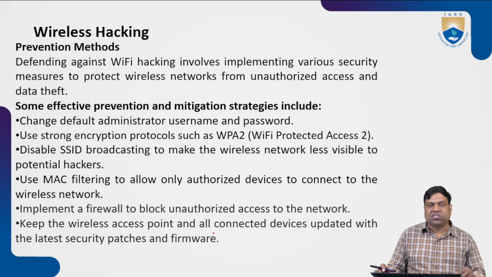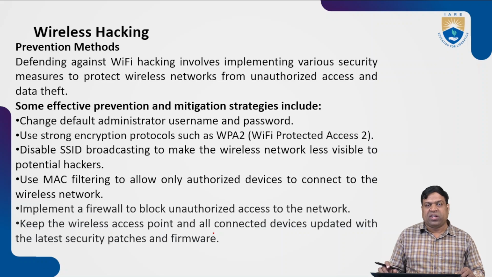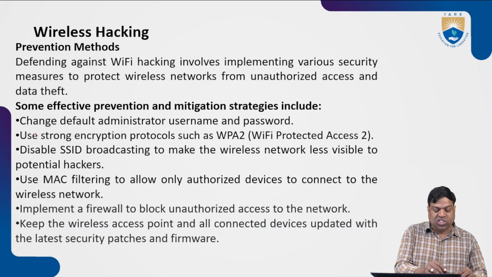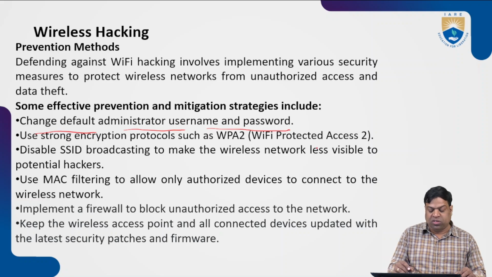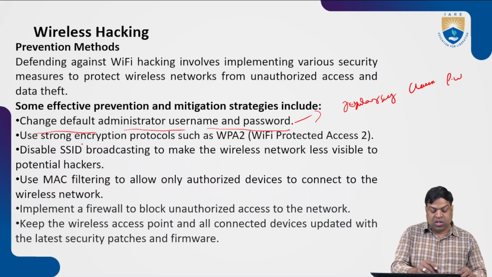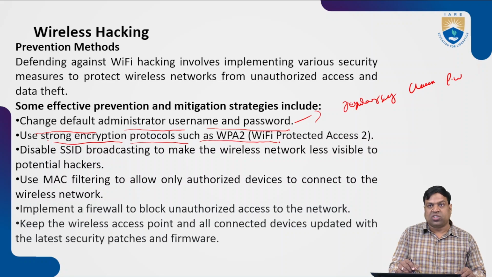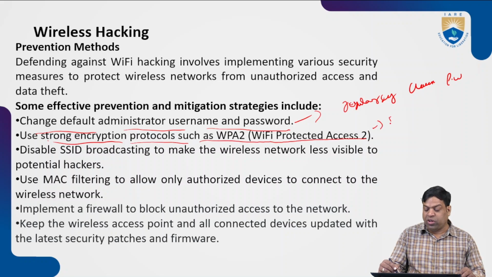How can we prevent this Wi-Fi hacking? Protection against Wi-Fi hacking involves implementing various security measures to protect wireless networks from unauthorized access and data theft. Some effective prevention and mitigation strategies include: change the default administrator username and password, and change the username and password regularly. Use strong encryption protocols, WPA, Wi-Fi Protected Access. Strong firewalls can be maintained.